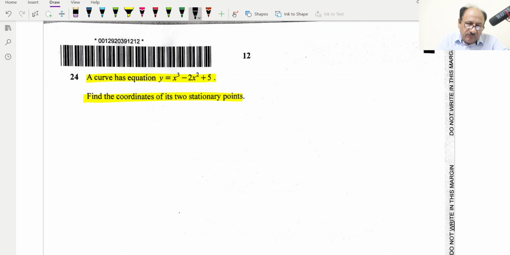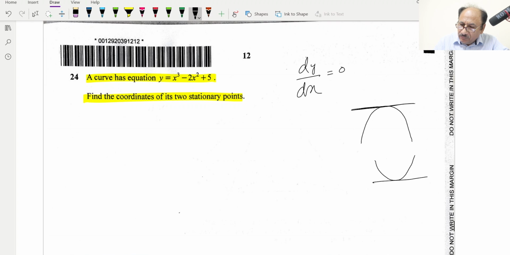So what we will do, we know that dy over dx is 0 at stationary points. For example, this one will be a stationary point where the gradient is horizontal, and this will be the stationary point opening upward. So at these points the derivative will be equal to 0. So we'll find the derivative, put it equal to 0, and we'll get the points. So this will be our strategy.